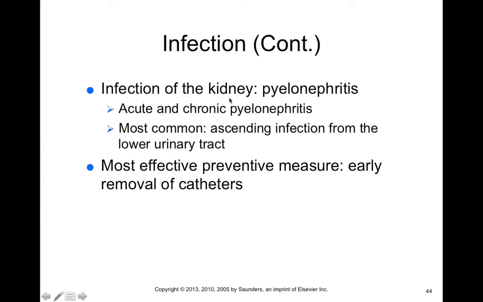So pyelonephritis can be acute or chronic, and the most common cause of kidney infection is ascending infection from the lower urinary tract. If you're talking about bacteria that enter from the distal part of the urethra and then work their way back, that's the most common cause of pyelonephritis, or kidney infection. But one of the most effective preventative measures for patients in long-term care is early removal of catheters and frequent replacing and changing of catheters. That way it prevents infections.